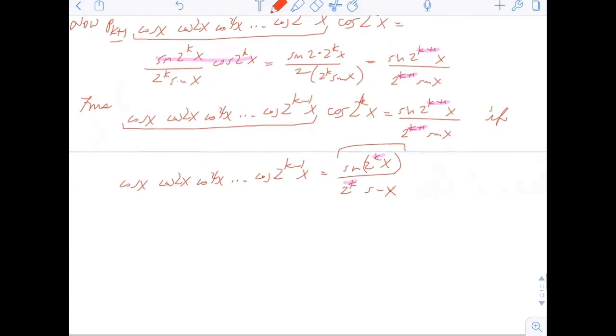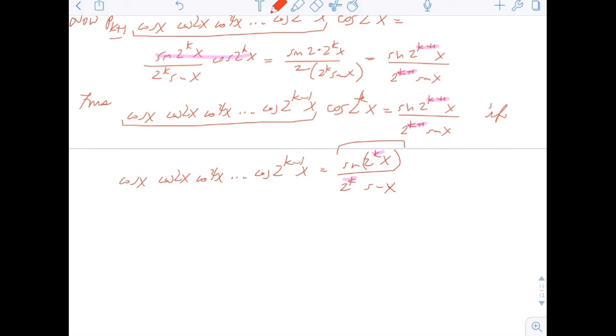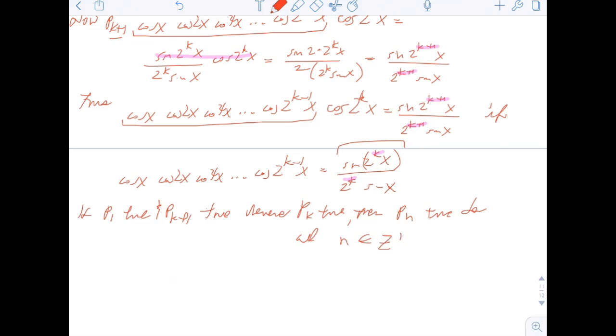Okay. And then finally we can say if P of 1 is true and P of k+1 is true whenever P of k is true, then P of n is true for all n that's a positive integer. And that's it.